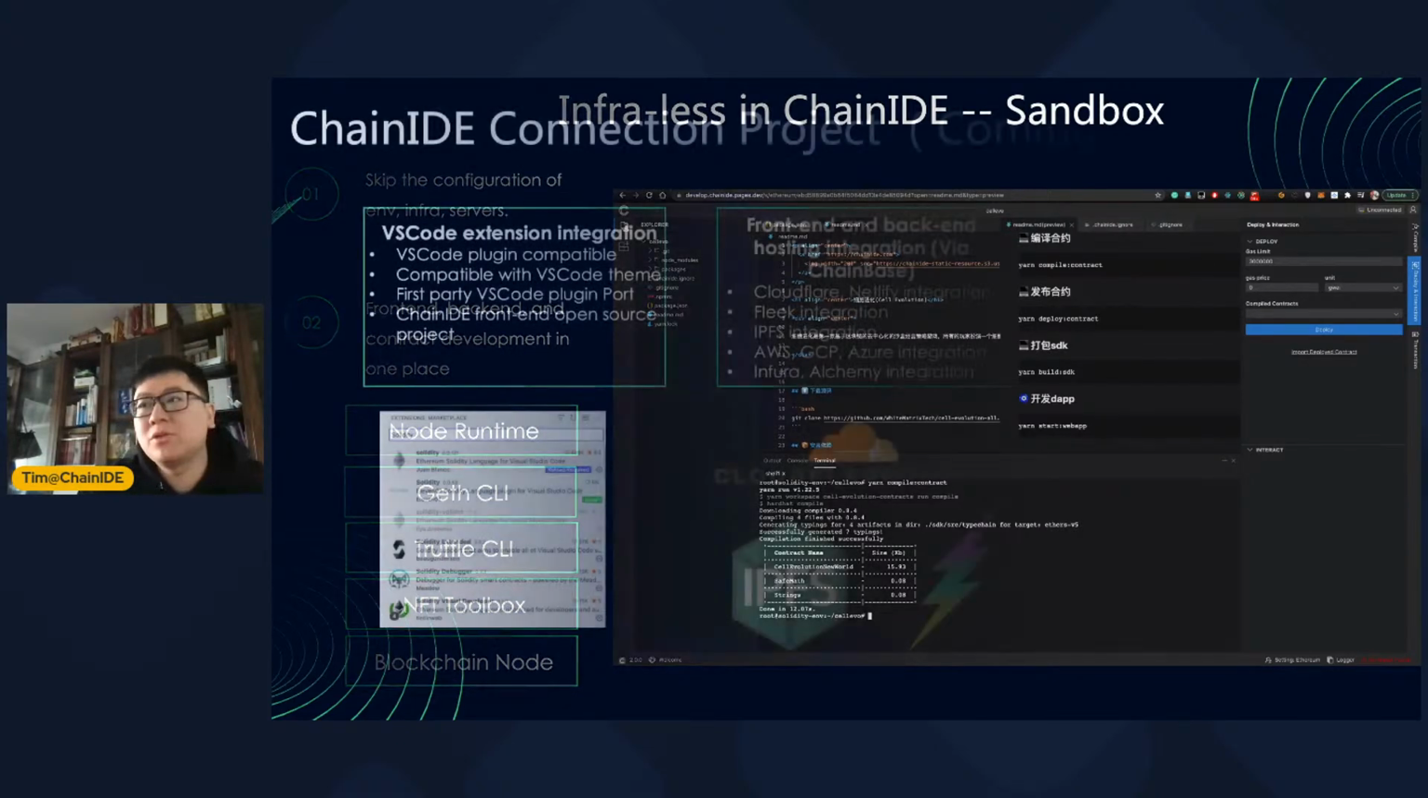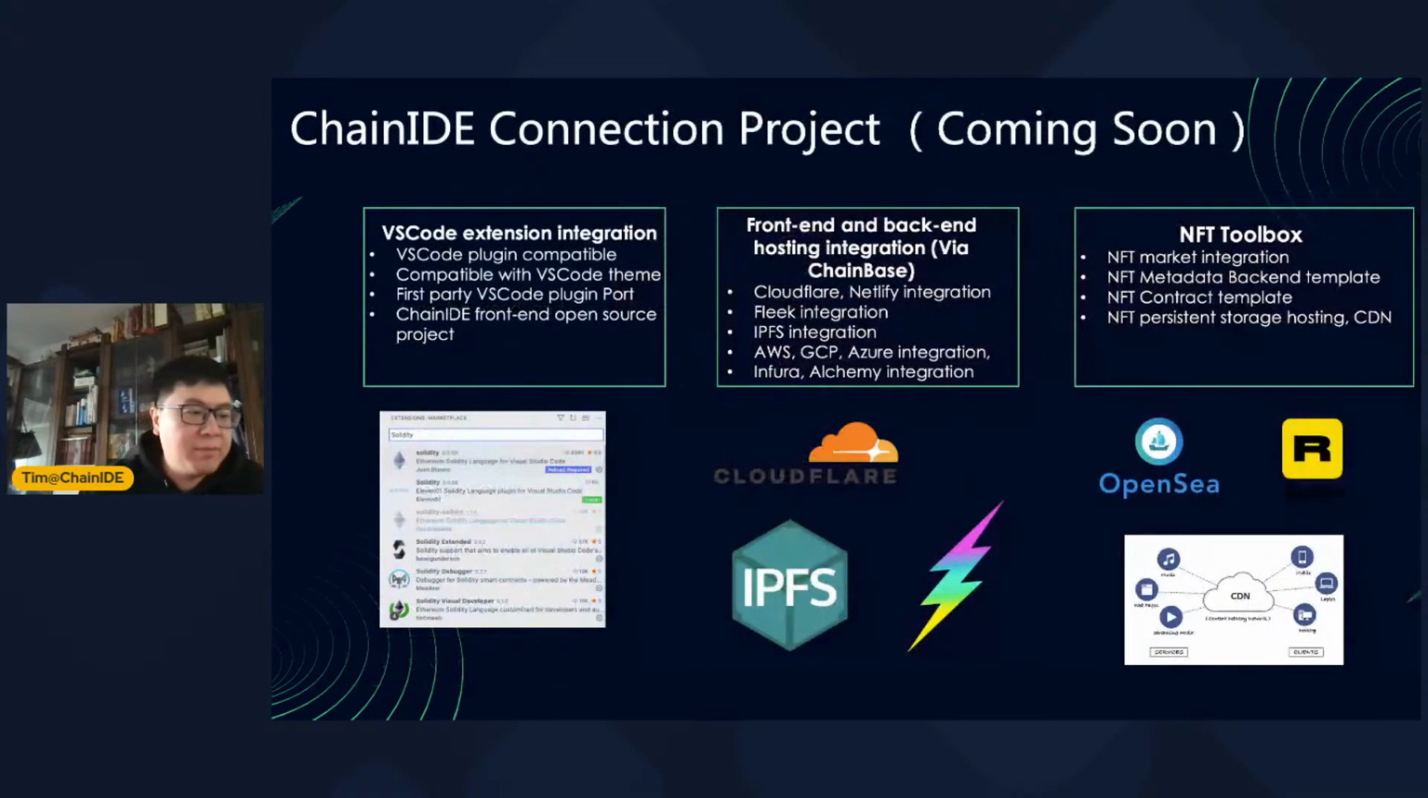All right, and as I mentioned, we are connecting ChainIDE to different applications in Web3. The connection in Web3 is very important, because all the data is on the blockchain, and it makes it very easy to integrate, and that's also the idea behind the connecting.